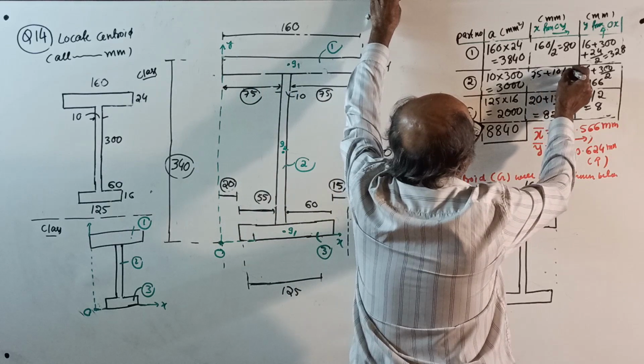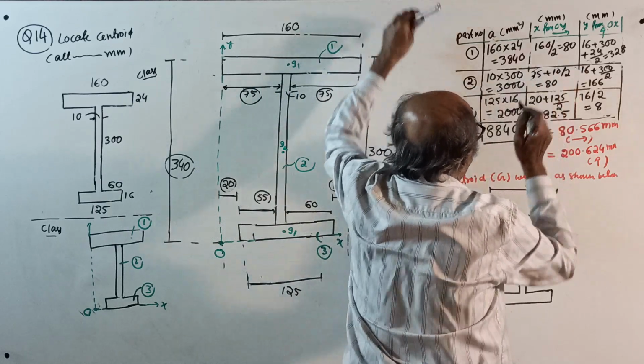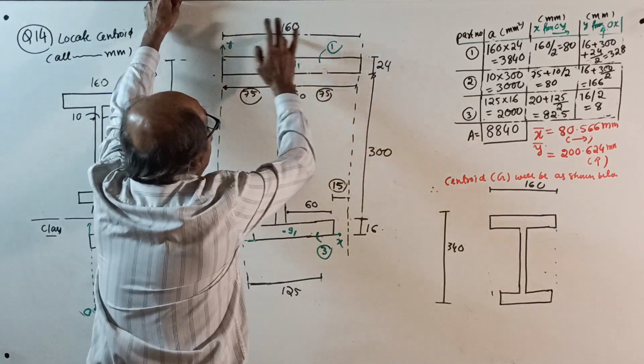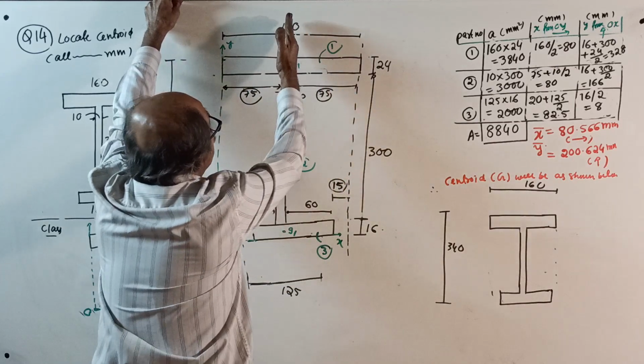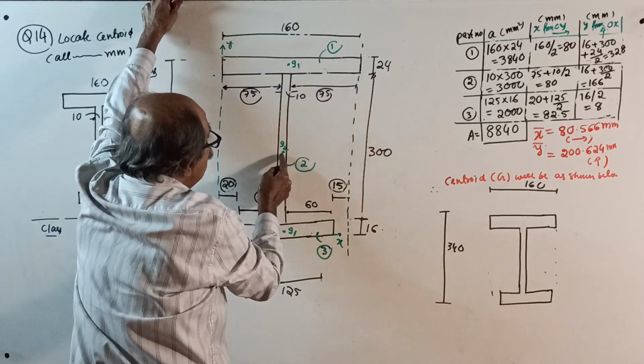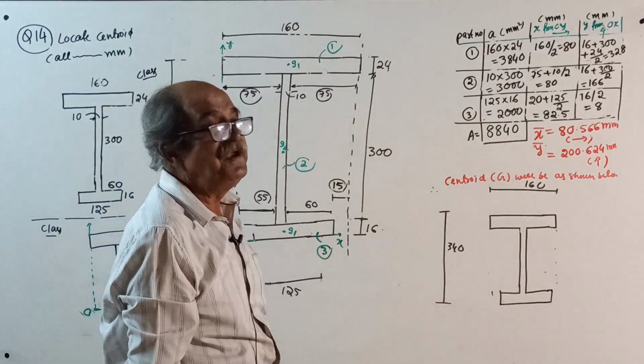75 plus 10 by 2, once again 80. Or you can make a note. This point is the midpoint of this one. This is mid. Both are at the same level. So here your x1 and x2 will be equal, 80 only. Make a note.